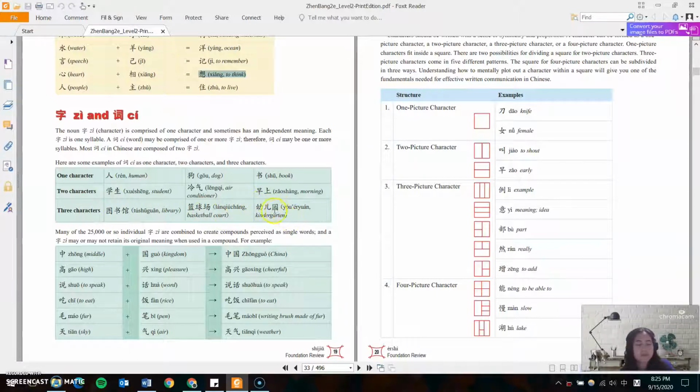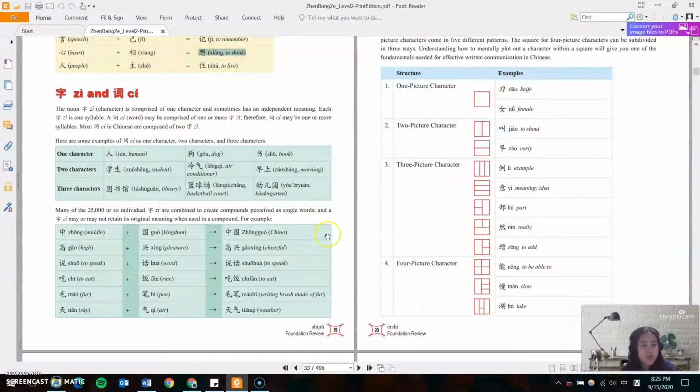Like kindergarten, okay? Many of the 25,000 or so individual characters 字 are combined to create compounds perceived as single words, and a 字 may or may not retain its original meaning when used in a compound. For example, 中国, 高兴, 说话, 吃饭, 毛笔, 天气.